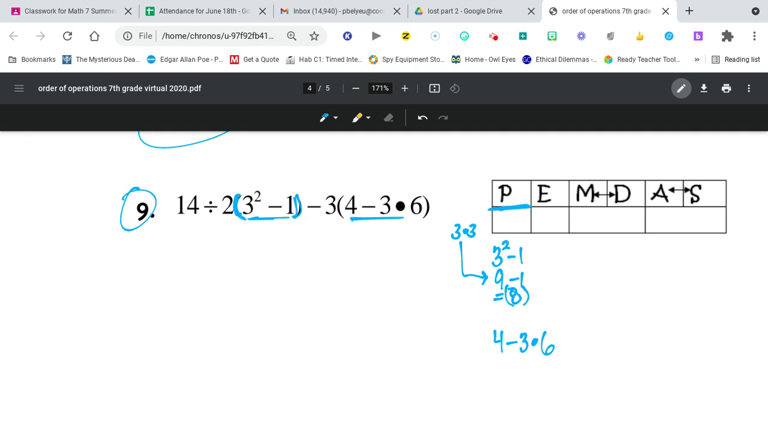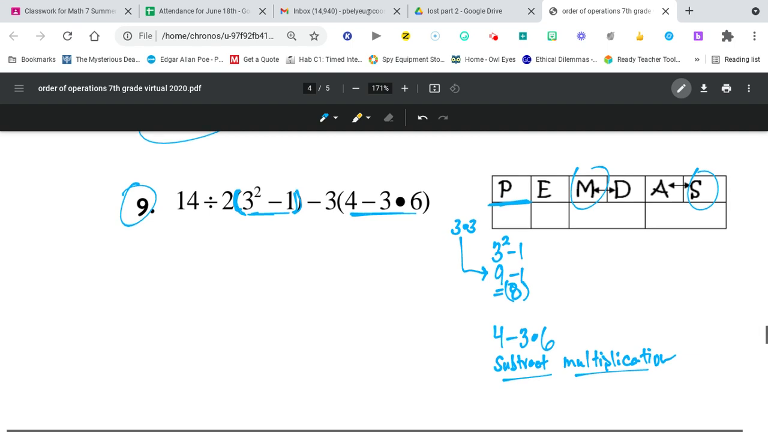Now let's talk about this set. Well, some people would say 4 minus 3 first and then multiply by 6. But 4 minus 3 is subtraction. And 3 times 6 is multiplication, okay? When you are working inside of parentheses, you must also follow order of operations. So does subtraction beat multiplication? Does subtraction come before multiplication? But here's subtraction, here's multiplication.